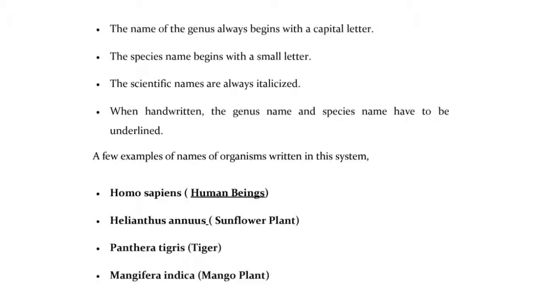The name of the genus always begins with a capital letter. The species name begins with a small letter. The scientific names are always italicized. When handwritten, the genus name and species name have to be underlined. A few examples of names of organisms written in this system: Homo sapiens, human beings; Helianthus annuus, sunflower plant; Panthera tigris, tiger; Mangifera indica, mango plant.